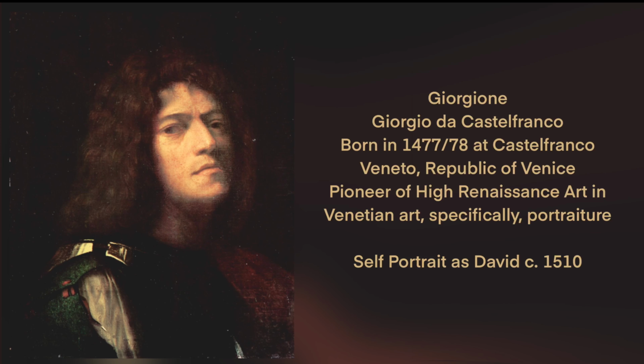Giorgione, also known as Giorgio da Castelfranco, was born in 1477 at Castelfranco Veneto in the Republic of Venice. He was a pioneer of high Renaissance art and Venetian art, specifically in portraiture.